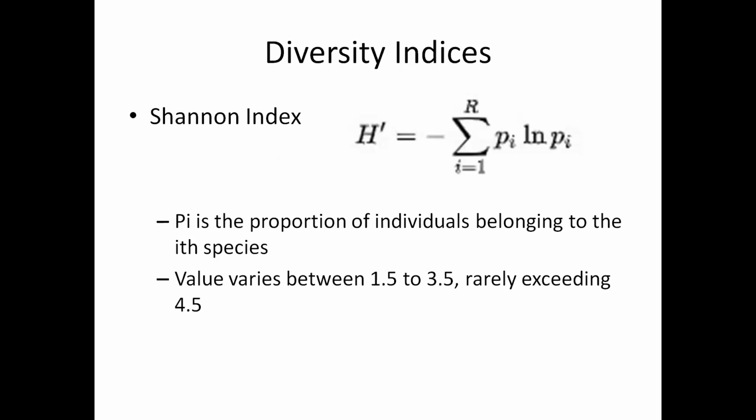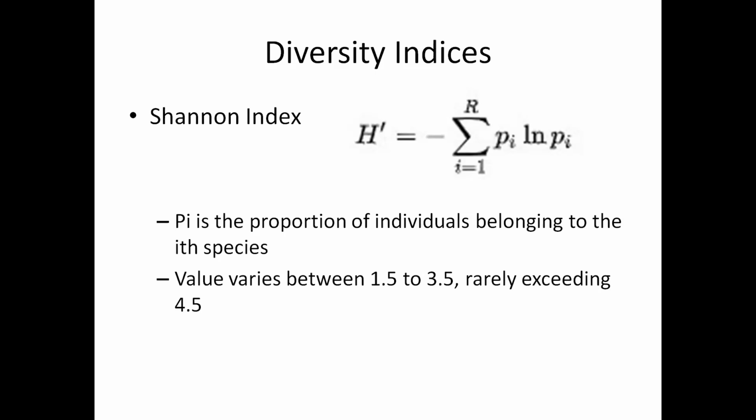Now, I will not go into the details of the maths of this. Even I am not very conversant with that. But there are two indices. One is called the Shannon index. So this is the formula for the Shannon index: H dash is equal to minus summation of pi into natural log of pi.